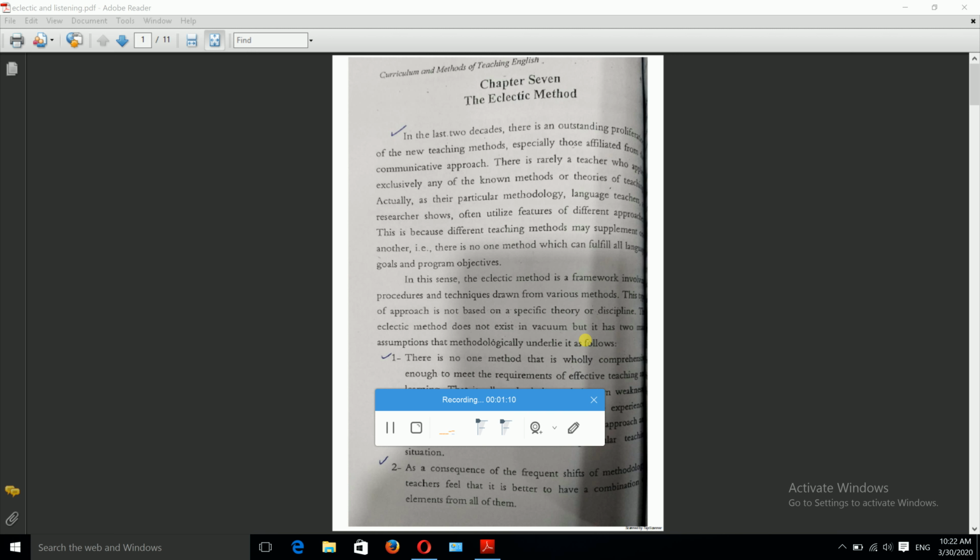Actually, as the particular methodology, language teachers, as research shows, often utilize features of different approaches. This is because different teaching methods may supplement one another. In other words, there is no one method which can fulfill all language goals and program objectives.